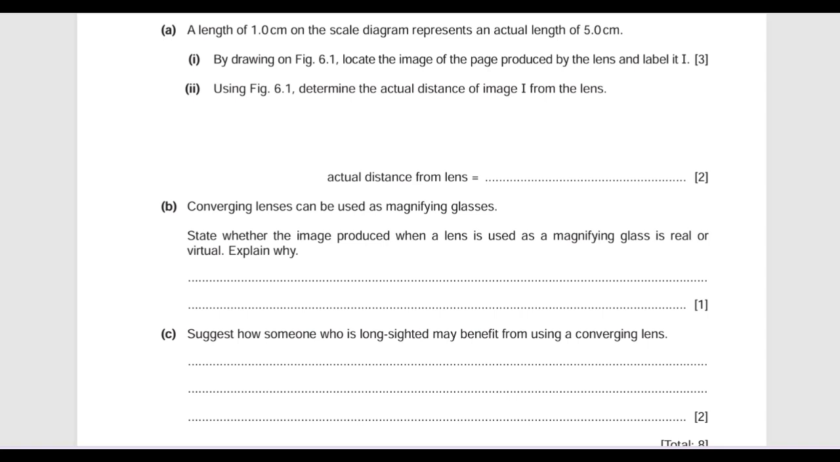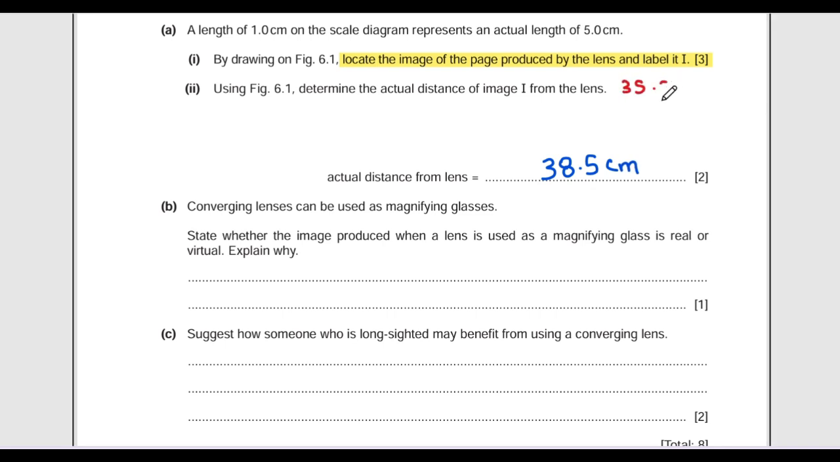So far we have located the image of the page produced by the lens, and now for the second part we have to determine the actual distance of the image from the lens which we have just measured. It is 38.5 centimeters and your answer can be any value in the range 35.5 to 38.5.